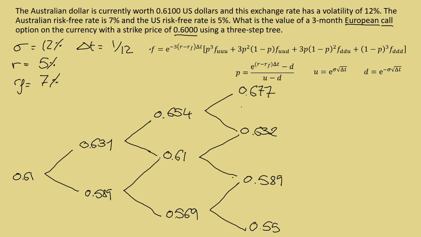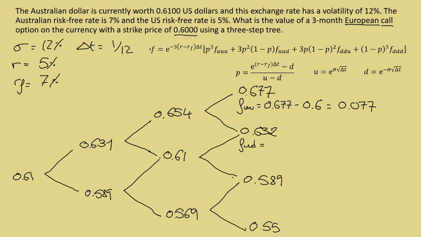So in this case, the option, which is FUUU, because it's gone up 3 times, would be the currency value, 0.677, minus the strike price, 0.6. And this gives us 0.077. Here, below 0.632, the option is denoted by FUUD or FUDU. You choose whichever to write down.